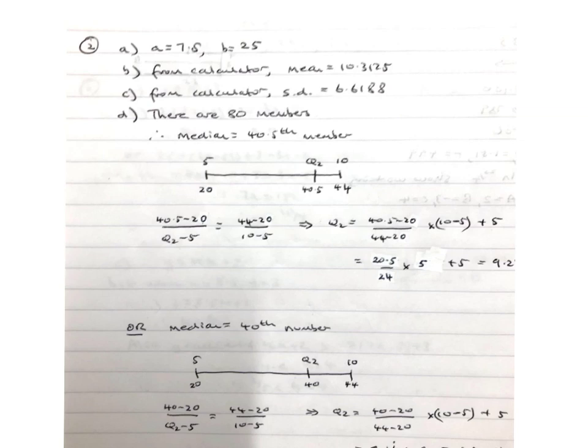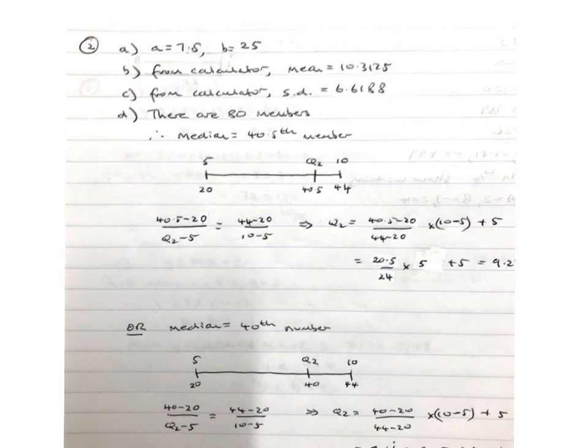In question 2, we can see that the midpoints are 7.5 and 25. They're the middle of the coded time column. And entering these numbers on your calculator, we get the mean is 10.3125 and the standard deviation 6.6188.